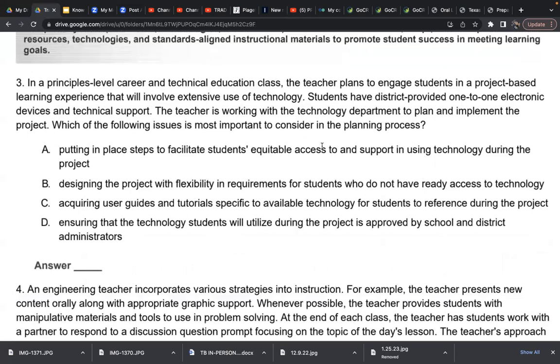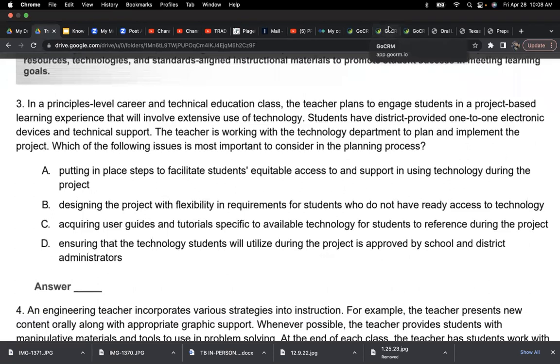Miss Gabby, can you read number three for me? And then I'll highlight the keywords and phrases you tell me. Okay. Number three, in a principal level career and technical education class, the teacher plans to engage students in a project-based learning experience that will involve extensive use of technology. Students have district-provided one-to-one electronic devices and technical support. The teacher is working with the technology department to plan and implement the project. Which of the following issues is most important to consider in the planning process? Okay, thank you so much.